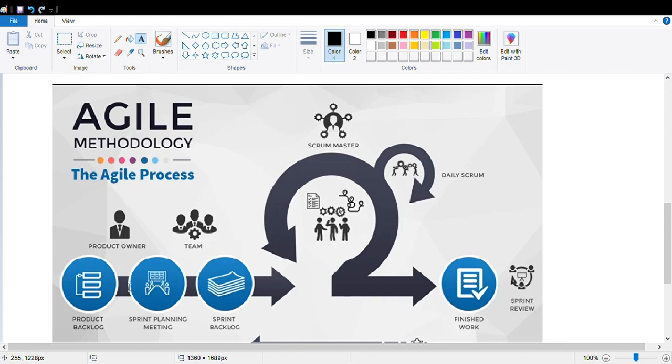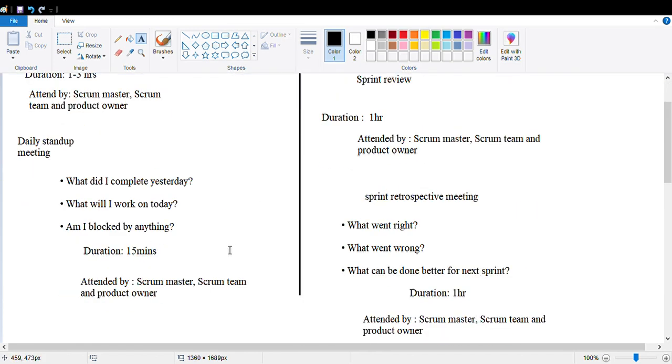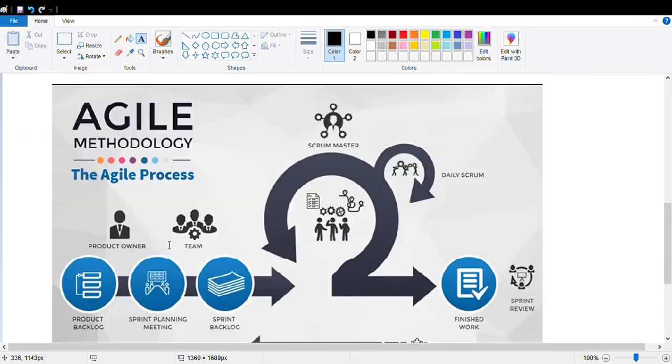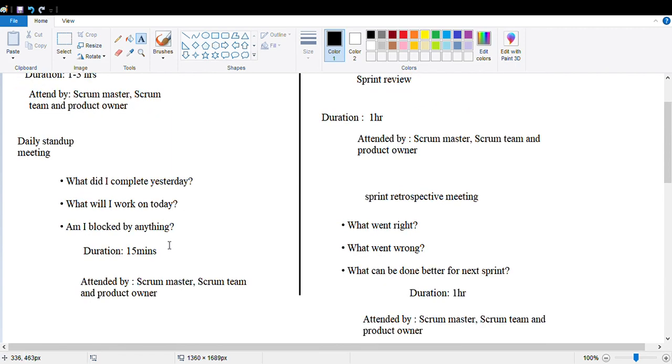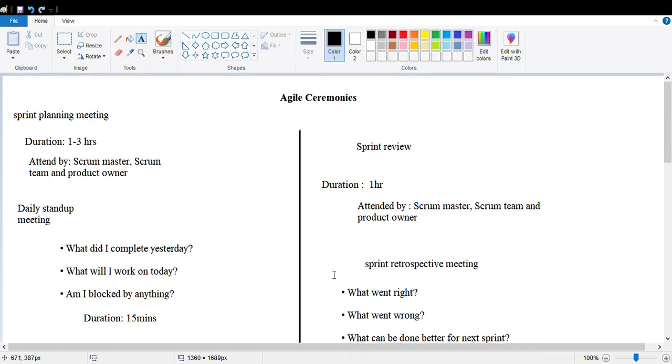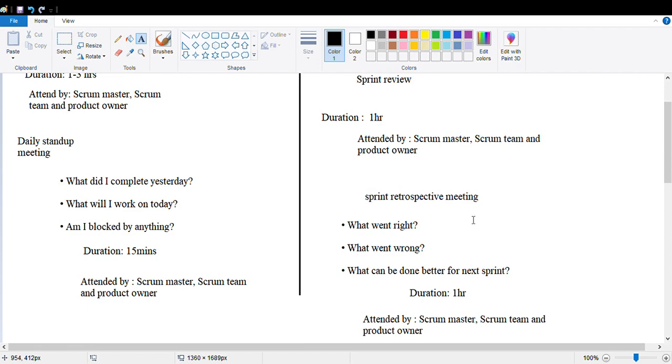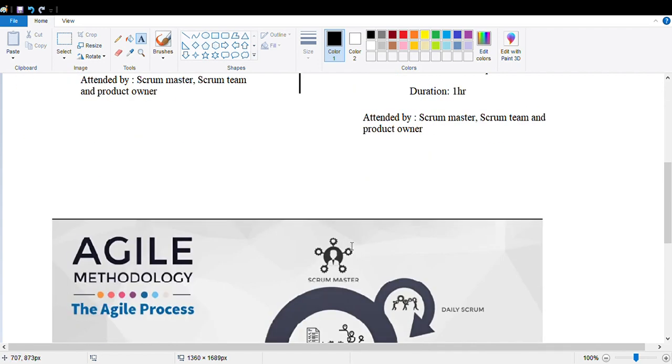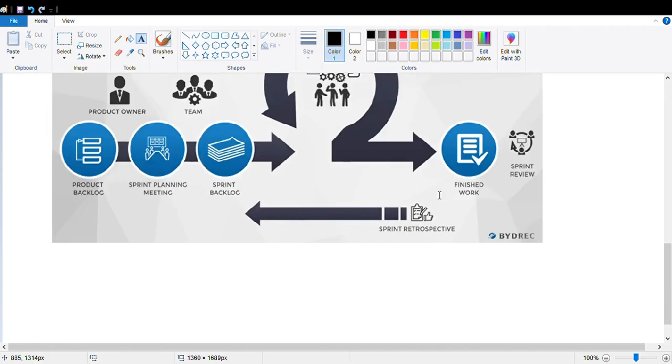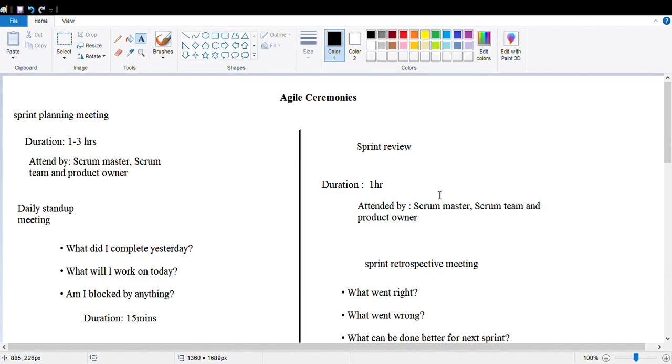So the sprint planning meeting is conducted before the sprint. The daily stand-up meeting is conducted during the sprint. The sprint review meeting and sprint retrospective meeting are conducted after the sprint. This is all about Agile methodology. So far we have discussed what Agile is, Agile terminologies, team members in Agile, Agile ceremonies, and its disadvantages and advantages.